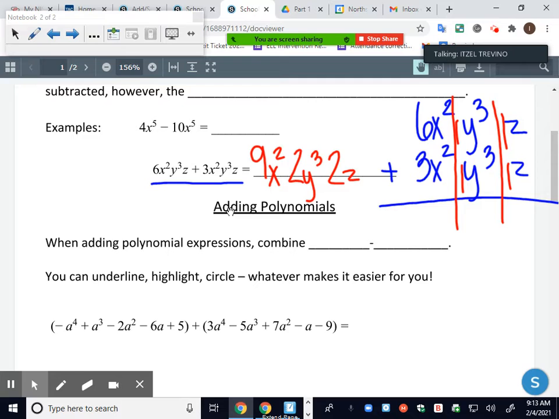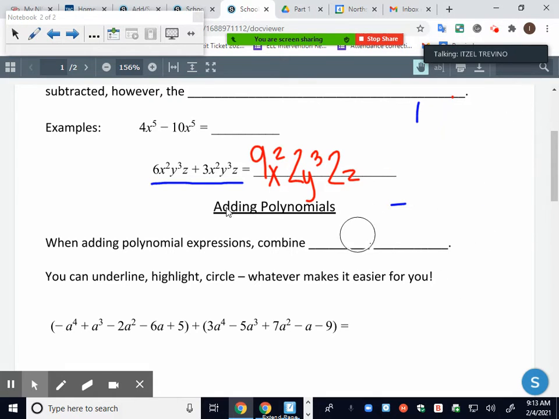Adding and subtracting just our coefficients. Our variables stay the same. Please remember, only like terms with like terms. Okay? So, let's do some examples in the bottom. We have a few. We'll do some addition, and then we'll do some subtraction.